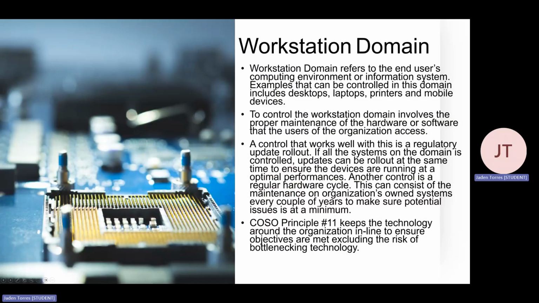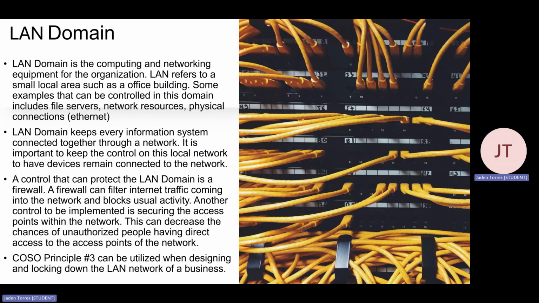All right, moving on, we have our LAN domain. The LAN domain is the computing and networking equipment for the organization. LAN refers to a small local area, such as an office building or store, a small corner store, or maybe you can even say your house. Some examples that can be controlled in this domain include file servers, network resources, even physical connections. So Ethernet, Cat5, Cat6. Those are examples of physical connections.